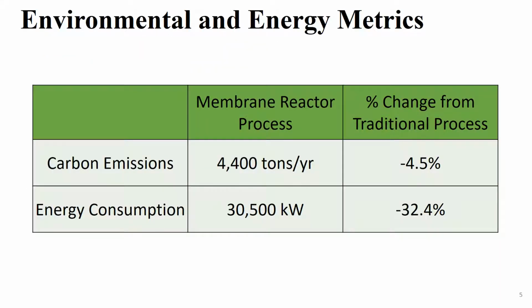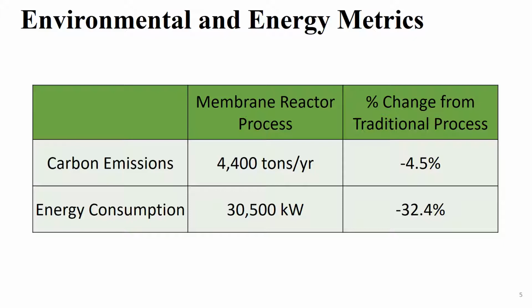So in terms of the environmental and energy requirements for this process, our membrane reactor emits around 4,400 tons per year of carbon, and that is a 4.5% decrease from a traditional process in which you either gasify coal or use the steam reformation of methane. And then in terms of energy consumption, the membrane reactor process utilizes 30,500 kilowatts of energy, which is a 32.4% decrease from a traditional process.